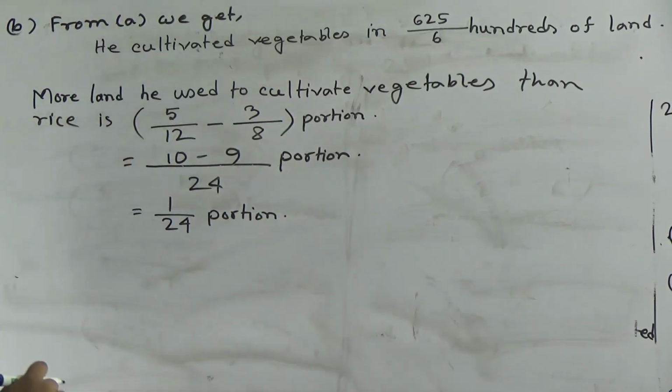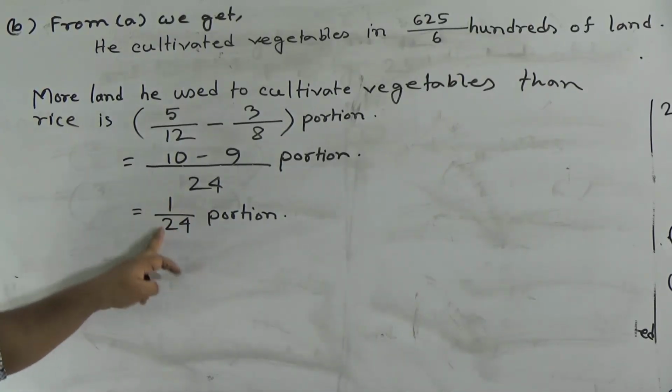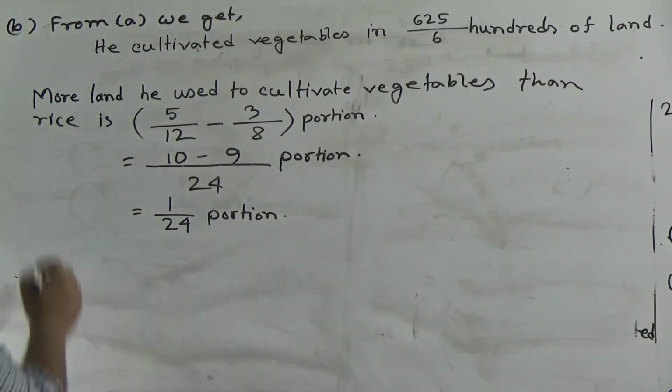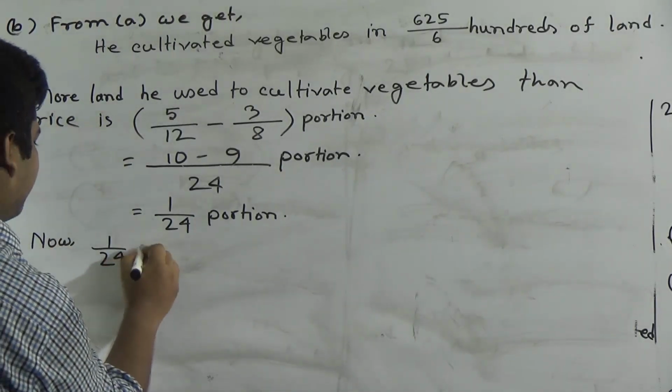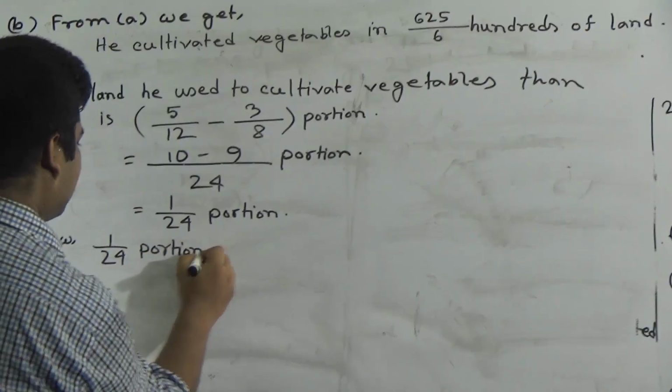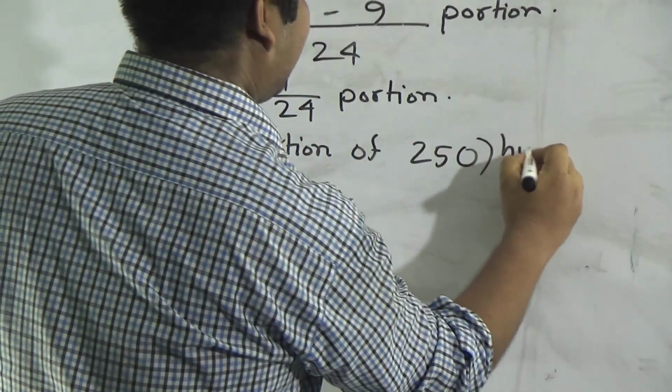Now my dear students, you notice this 1 by 24 portion, we convert this 1 by 24 portion into hundreds. Now 1 by 24 portion of 250 hundreds.